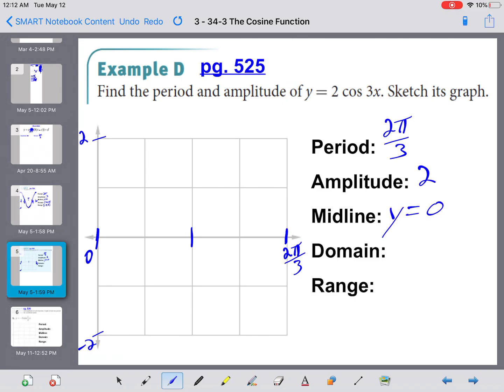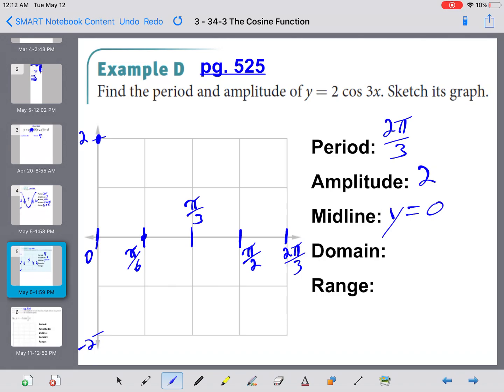Halfway between 2 pi over 3 and 0, add those up times by half, I get pi over 3, right? Halfway between 0 and pi over 3 is pi over 6. Halfway between pi over 3 and 2 pi over 3, again, you can add those up. Pi over 3 plus 2 pi over 3, that's kind of nice. That's just pi. And divide that by 2 is pi over 2. Okay, so again, you have to be able to find those 5 key values along the x-axis.